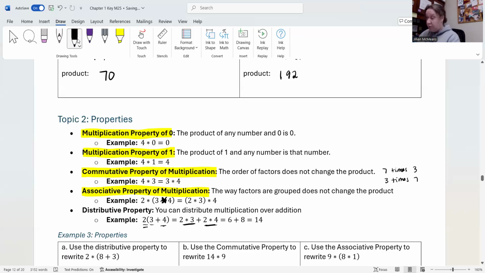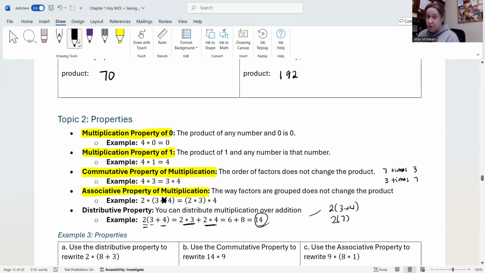Now, we can prove to ourselves this is true. What if we didn't distribute and we just had 2 times 3 plus 4? Well, if we wanted to go ahead and add our 3 plus 4, we would get 2 times 7. And guess what? 2 times 7 is in fact 14. So again, I don't love that we do the distributive property here.